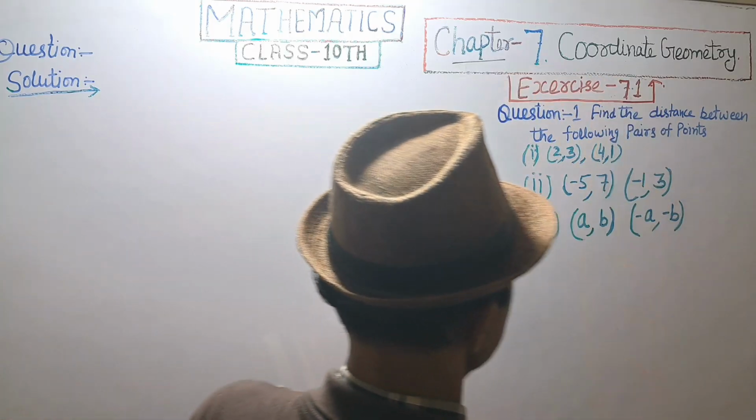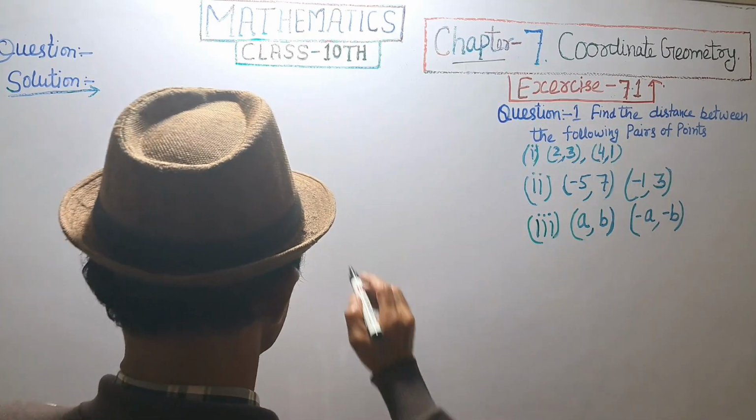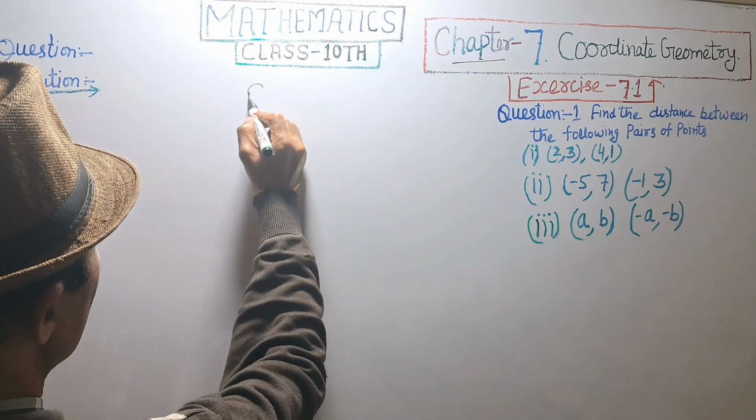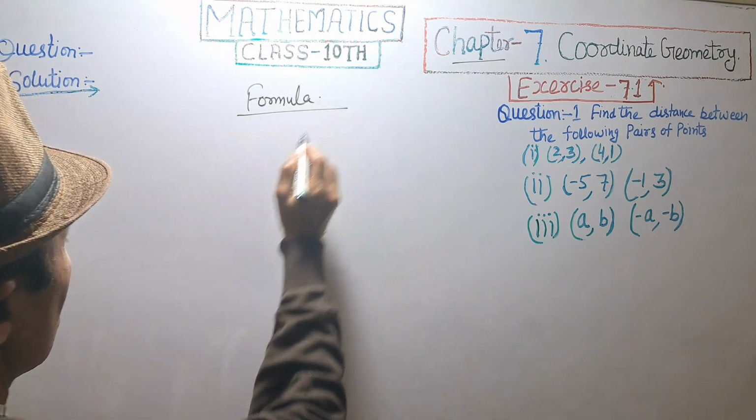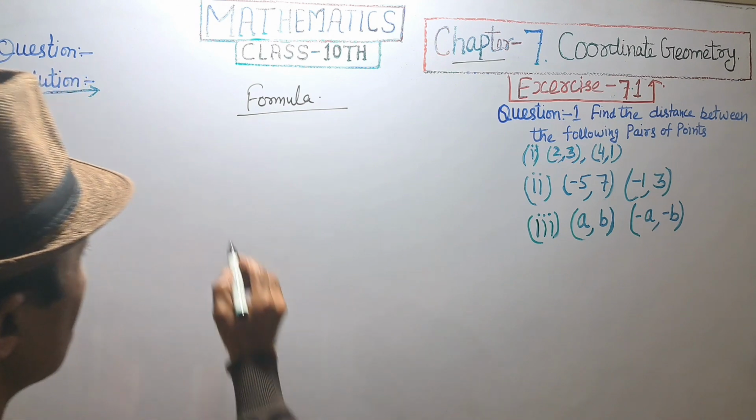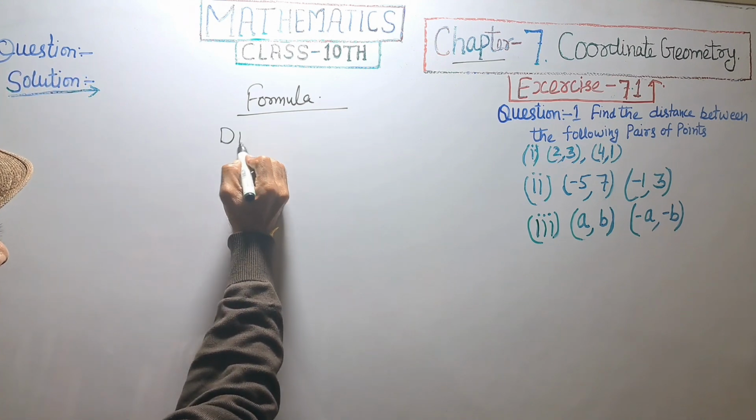Chapter 7 Coordinate Geometry. Formula. Distance formula.